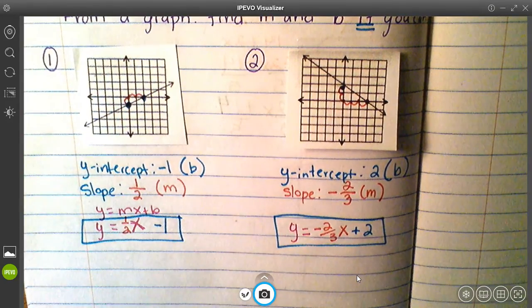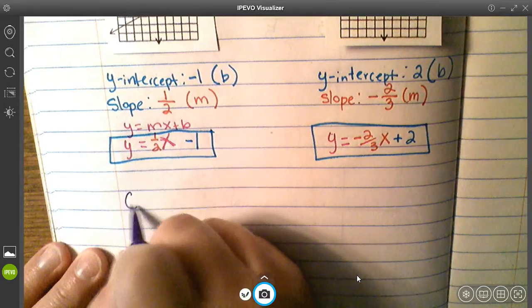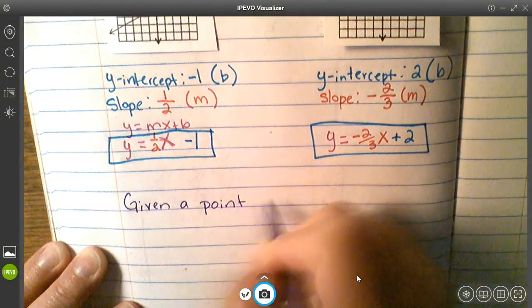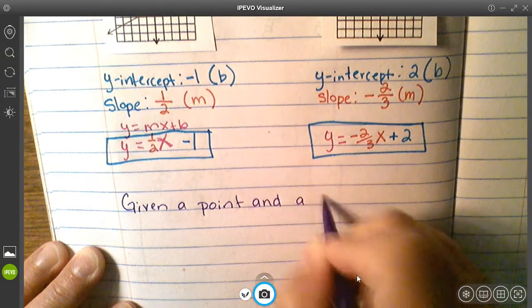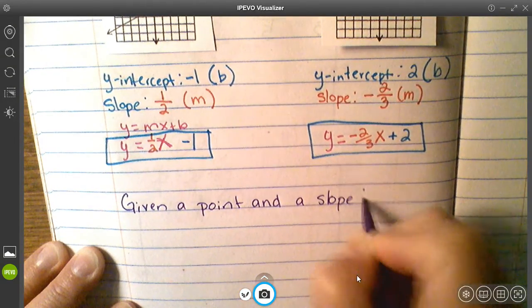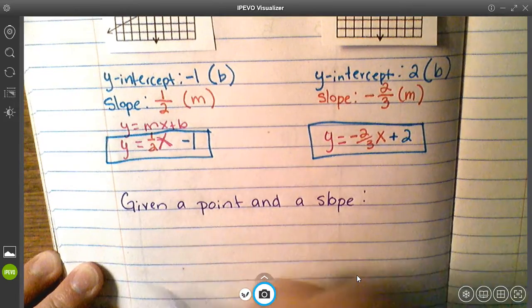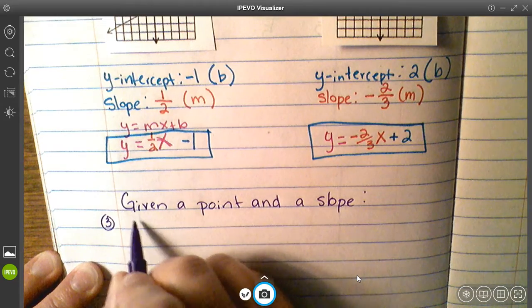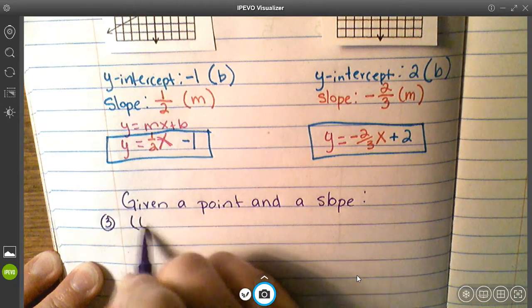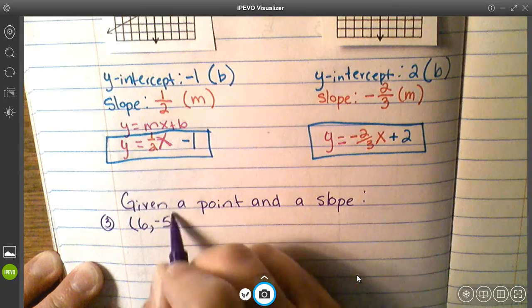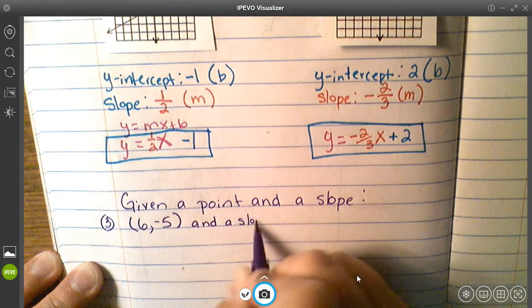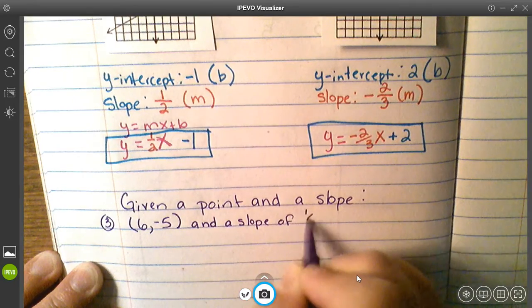So let's take a look at this kind of an example. Given a point and a slope. Okay, so I have a point of (6, -5), and slope of 1/2.